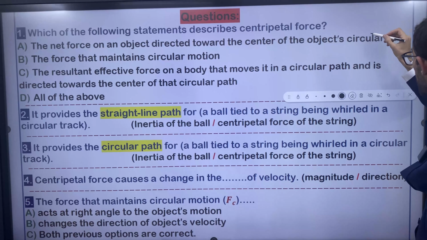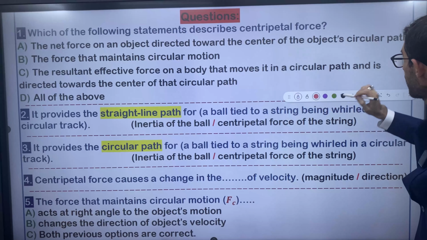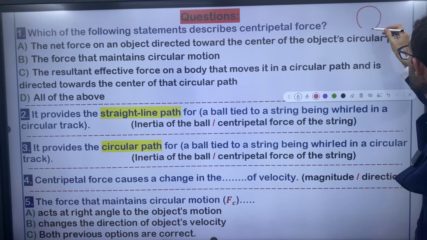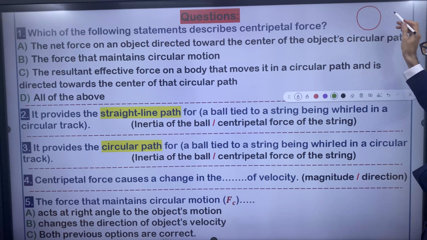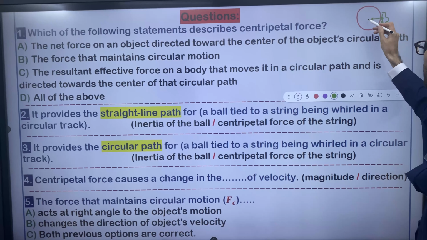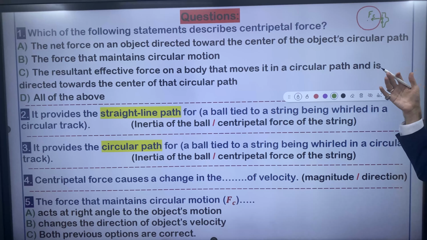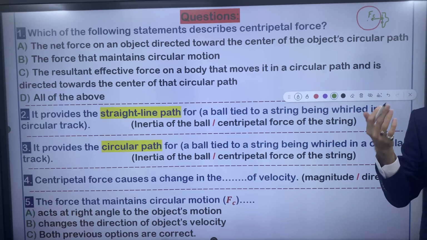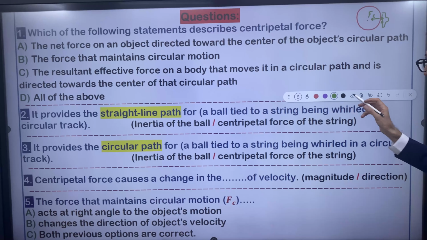For example, imagine there's a car. The car circles a circular track. So it has a centripetal force. Centripetal force urges the car to pick up centripetal acceleration. So centripetal force is the source of centripetal acceleration.